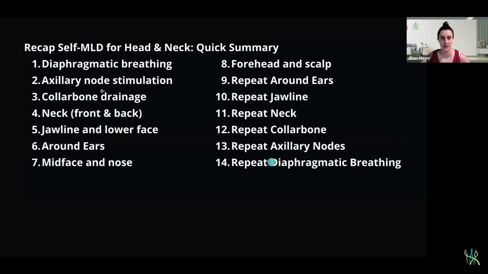And then here's that summary again. So deep breathing, armpits, collarbone, neck, jawline, ears, basically the whole face. And then repeat ears, jawline, neck, collarbones, armpits, deep breathing. So I have a picture, like an artistic rendition of this with steps too.